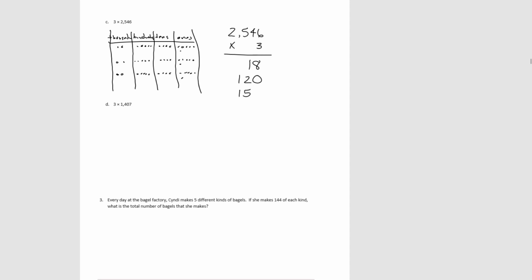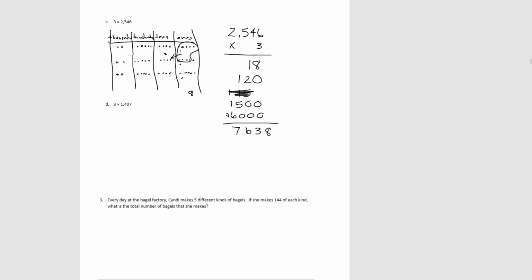500s 3 times would be 150. No, I'm sorry. 1,500. And 2,000s 3 times would be 6,000. Let's add those together. And in our place value chart, we have 6 plus 4. We can exchange those for a 10. That leaves us with 1, 2, 3, 4, 5, 6, 7, 8 ones.